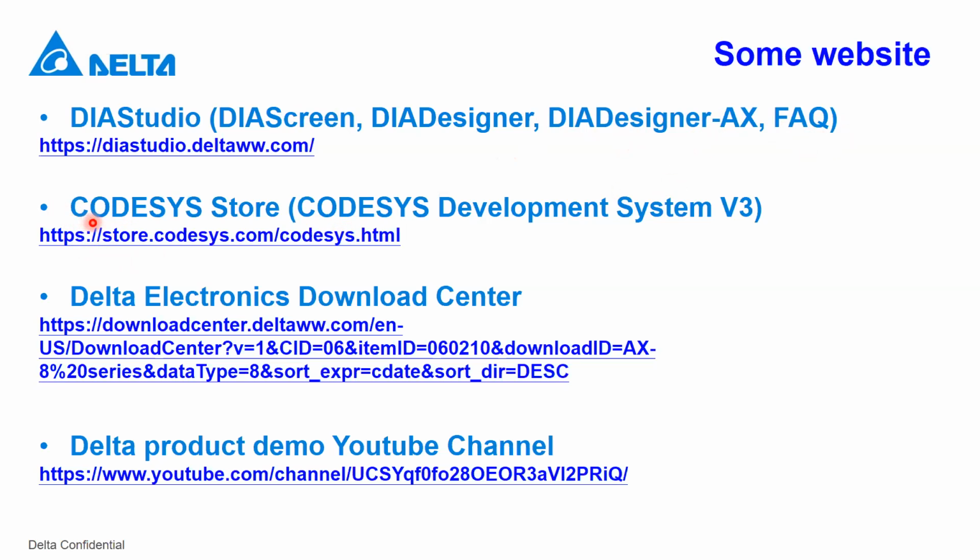Second would be the CODESYS Store. You can download the CODESYS software from the CODESYS Store. Basically this is free software for the main functions, but if you request a specific function, you need to pay for the license or an extra charge. And this one, I think everyone knows, is the Delta Electronics download center.